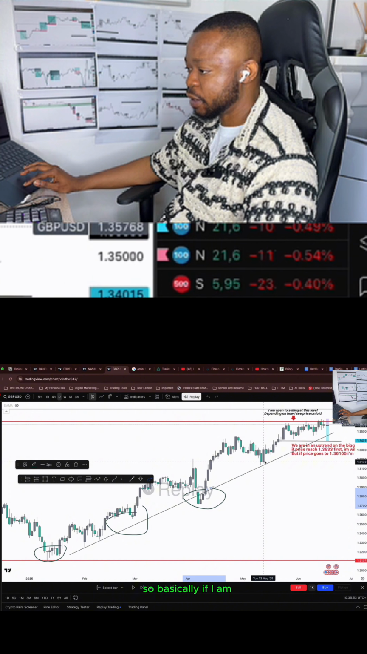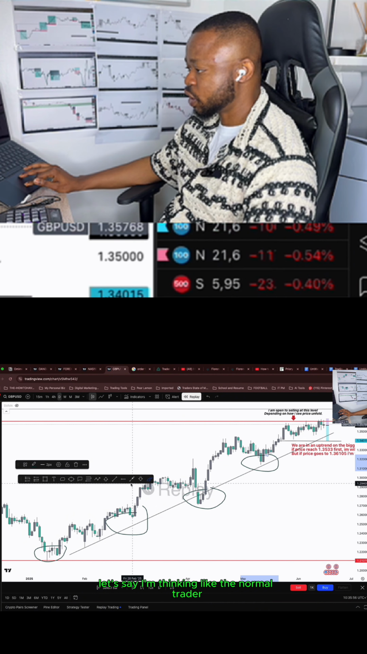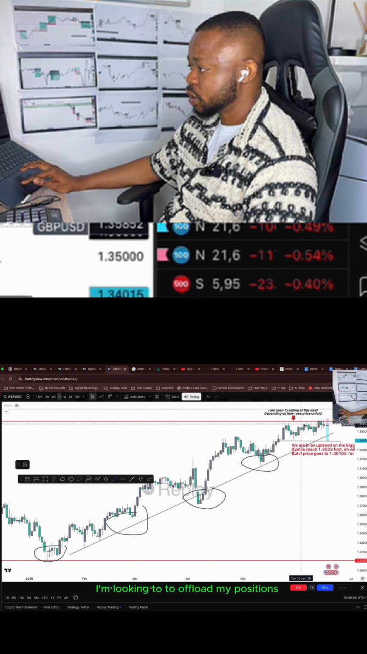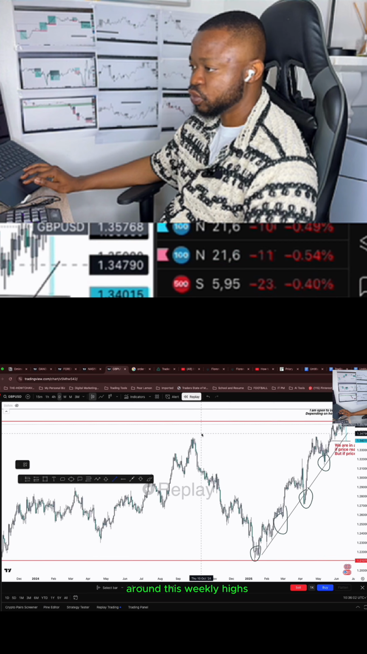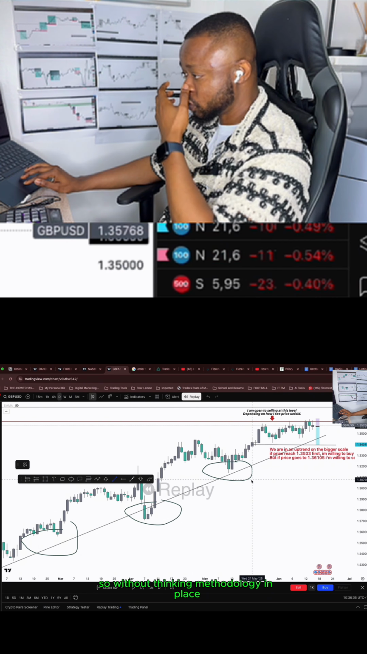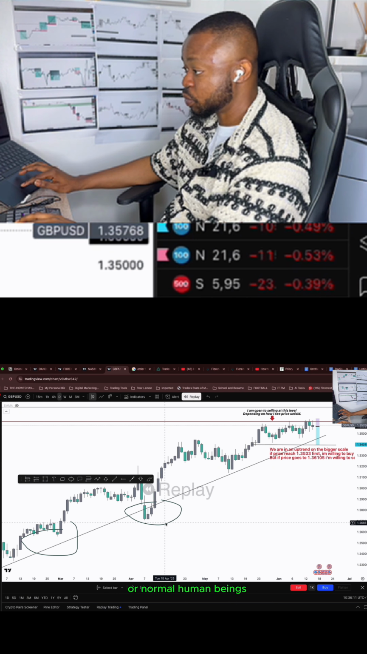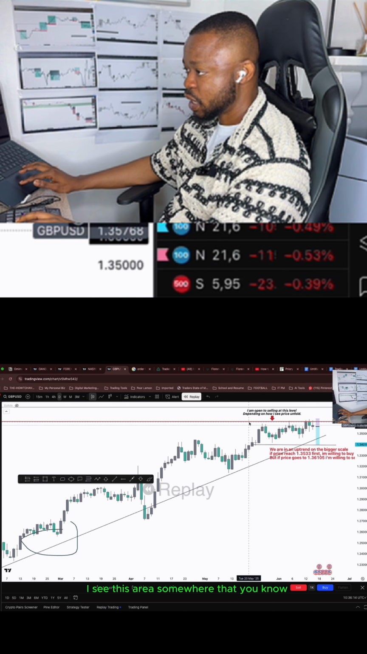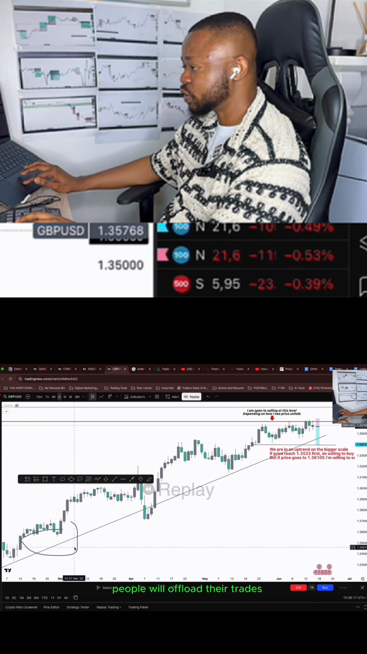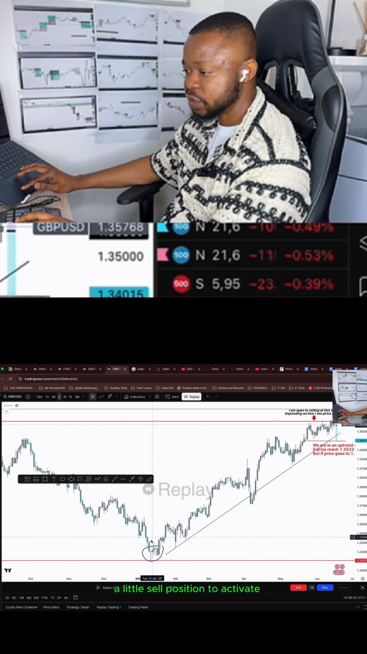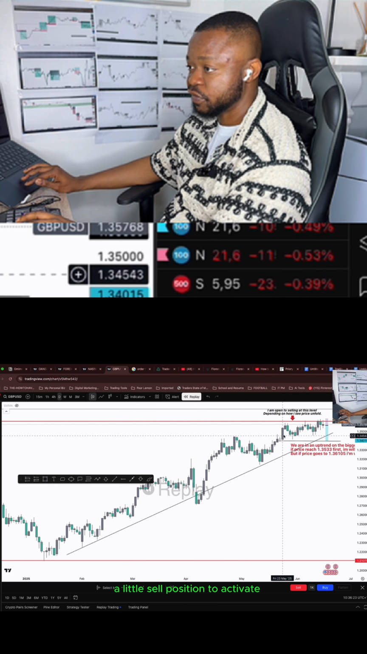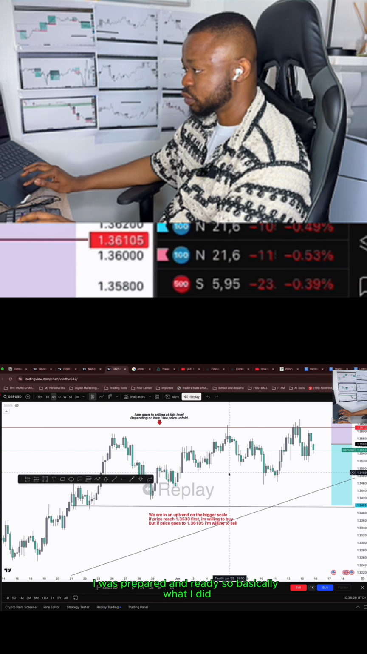If I'm thinking like the normal trader, I'm looking to offload my positions around these weekly highs. With that thinking methodology in place, thinking like normal human beings that are looking to offload their trades, I see this area as somewhere that people will offload their trades. So a quick reaction from there should give me a little sell position to activate. With that notion in mind, I was prepared and ready.